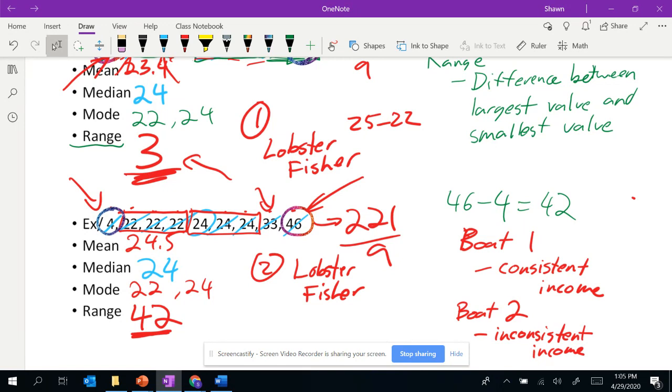This can go further, and it helps people look at data a little bit more and analyze it a little bit better. Anyways, this is why range is important to include. It is not a measure of central tendency. It is not a measure of what the middle is, but it is a measurement of how spaced apart the data is.